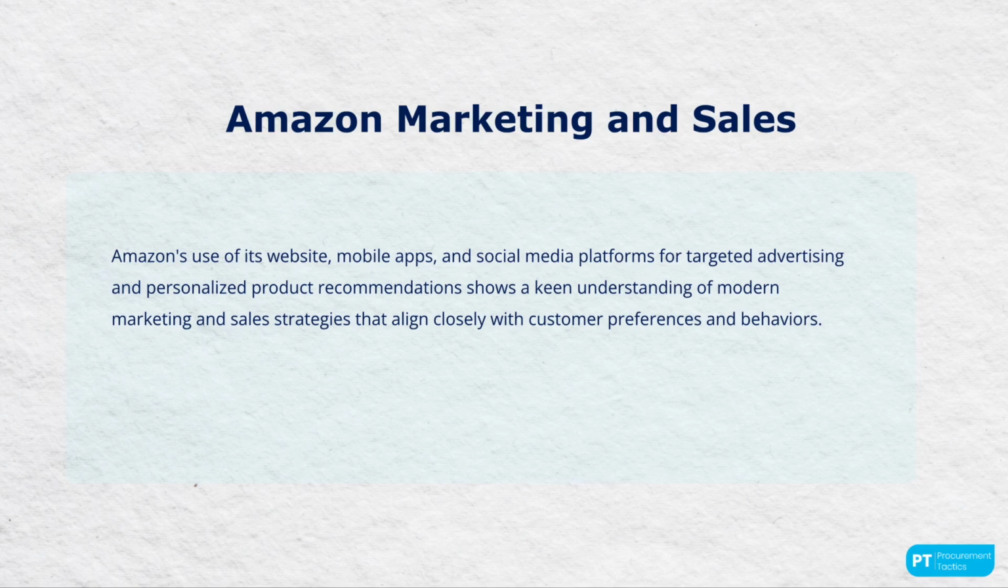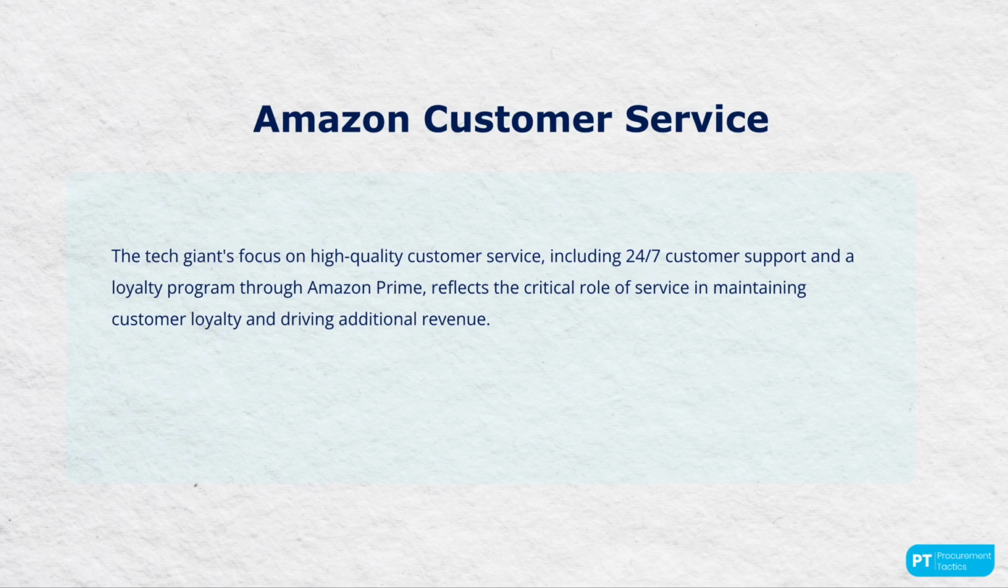Then, marketing and sales. Amazon's use of its website, mobile apps, and social media platforms for targeted advertising and personalized product recommendations shows a keen understanding of modern marketing and sales strategies that align closely with customer preferences and behaviors. Customer service. The tech giant focuses on high-quality customer service, including 24/7 customer support and a loyalty program through Amazon Prime, reflects the critical role of service in maintaining customer loyalty and driving additional revenue.